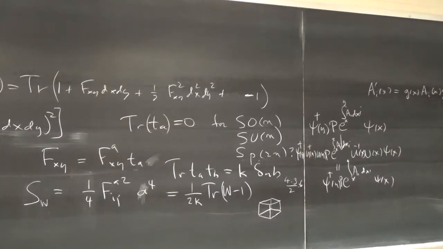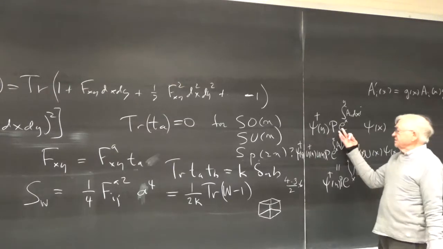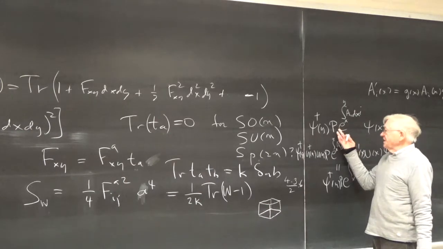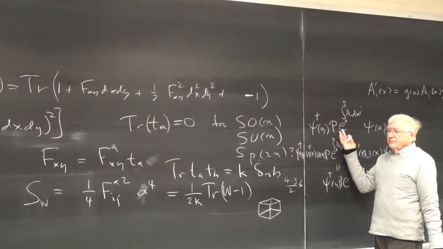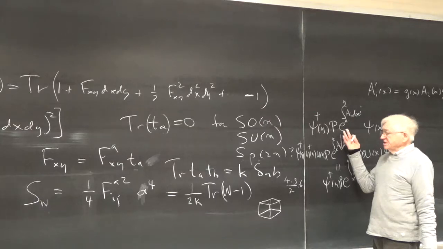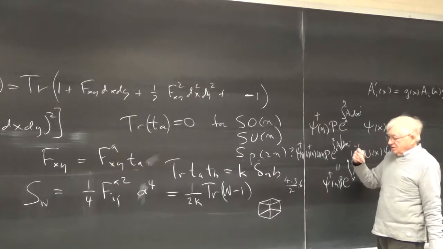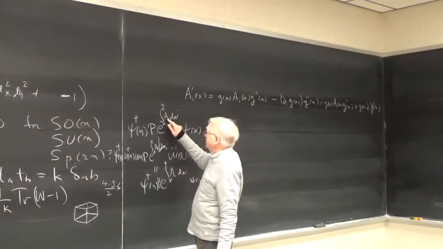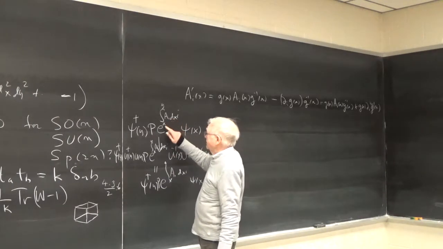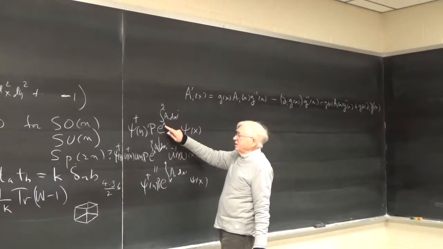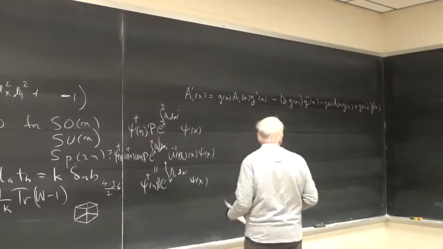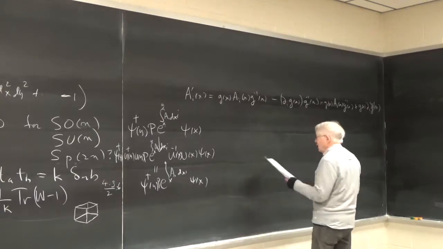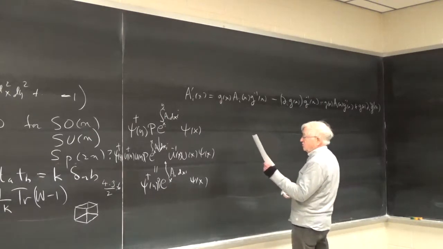Now, the key to making this something that we can understand is the path ordering, which says that the operators or the matrices occur along the path in order. That is to say, if along the path the points are closer to x, they occur to the right. If they're closer to y, they occur to the left. It's like time ordering, but having to do with distance along the path.